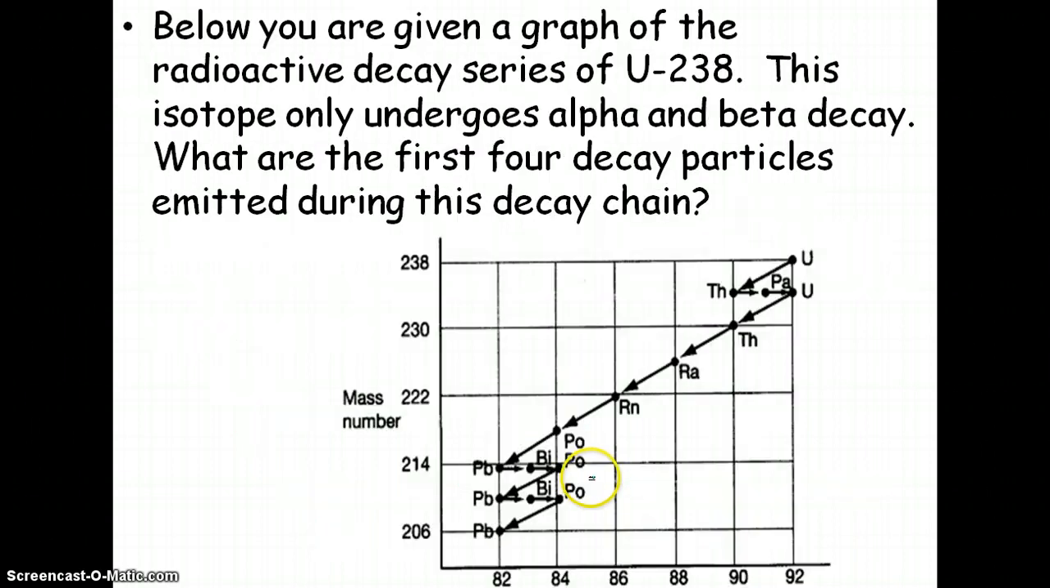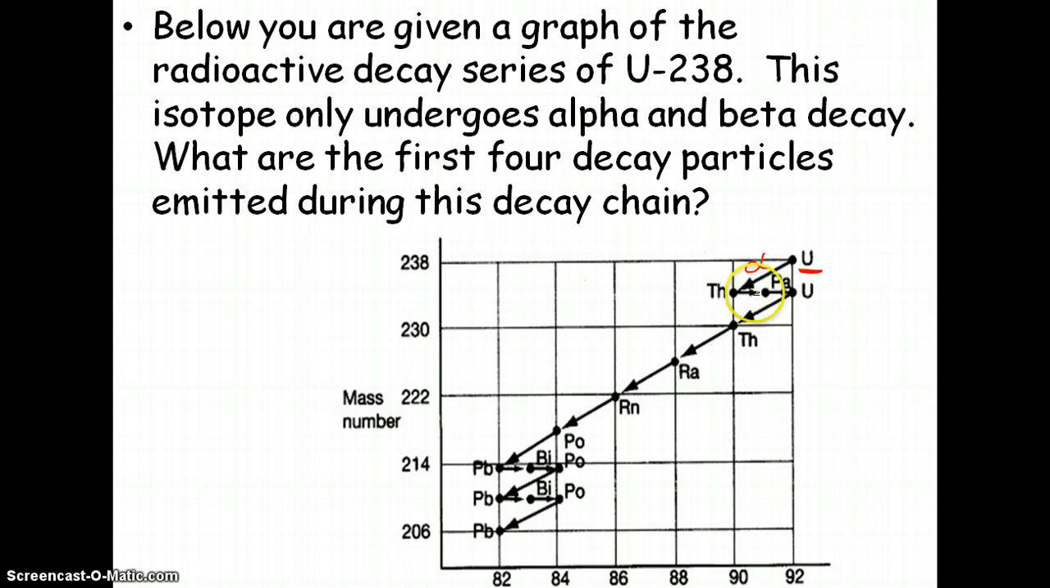So that's how you would approach that sort of problem. Here you have a graph of uranium-238 decay, and we know that this uranium only goes through alpha and beta decay. It wants us to tell it the first 4 decay particles during the chain. So here's the first one, and we see that the first thing that happens is that the mass number and atomic number change. So that's got to be an alpha.